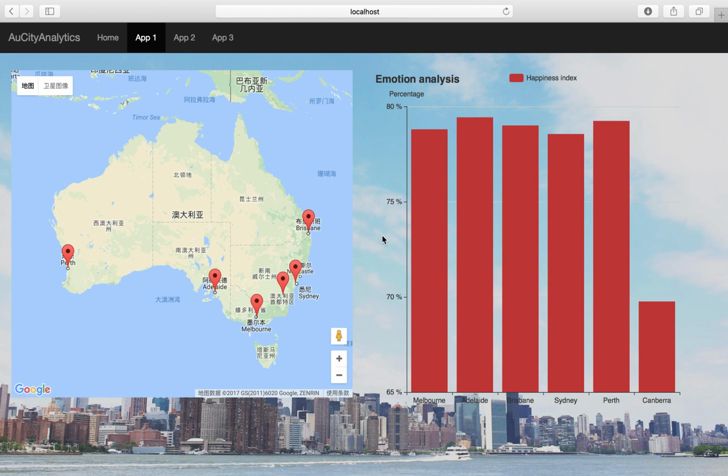Australia has always been marked as one of the happiest countries in the world. So we want to figure out which city in Australia has a higher positive, or we mean happiness, level than the others. After we have the emotion label of each tweet, we count the positive number and negative number for each city, and using the positive number divided by the negative number, we get the positive percentage for each city.